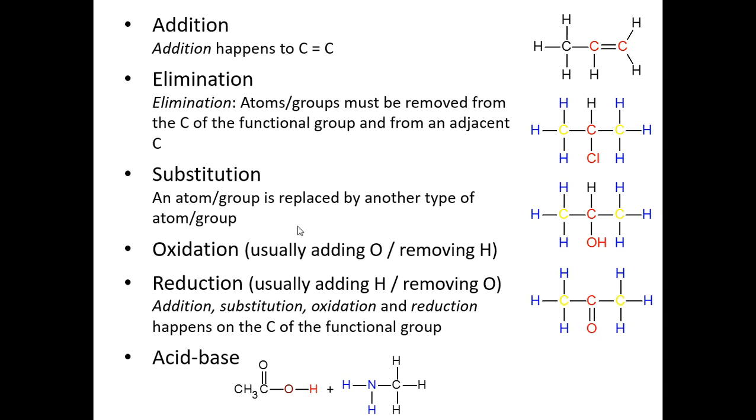So if you have a carboxylic acid, then remember they have an acidic hydrogen that can be donated, and that turns them into an acid. An amine is basic, which means that the nitrogen, so not the carbon, nothing to do with the carbon, the nitrogen can accept a hydrogen. And so I can get an acid-base reaction to form a salt.